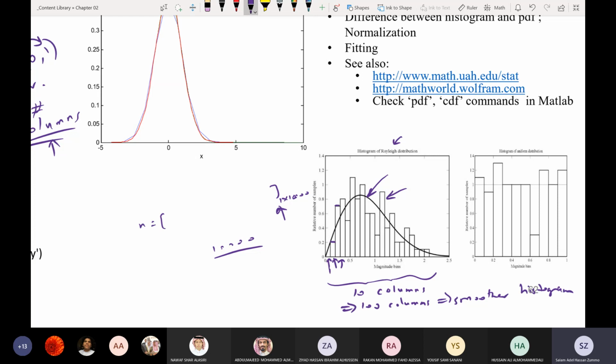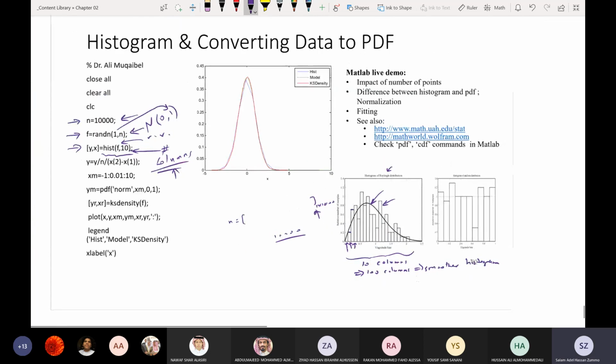Is the idea of the histogram clear, guys? So try this in your MATLAB, try to play with the parameters, generate some random variables, and see how things go. It's very nice to have some experience.